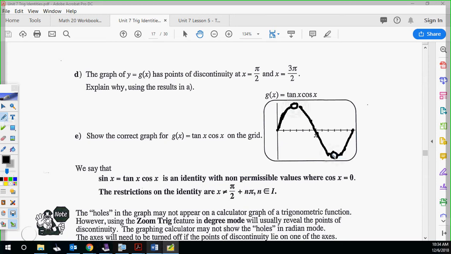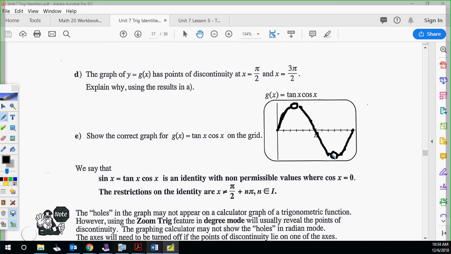At the 3 pi over 2 and the pi over 2 spot, the graphs are consistently the same. You just have holes at those values for the g of x, the tan x cos x. Okay, so it says the graph g of x has points of discontinuity at pi over 2 and 3 pi over 2. Explain why.